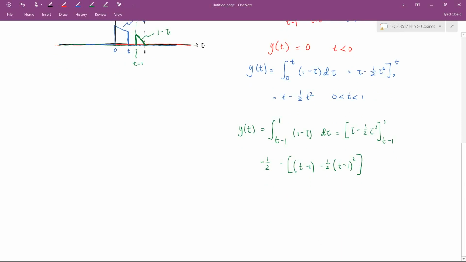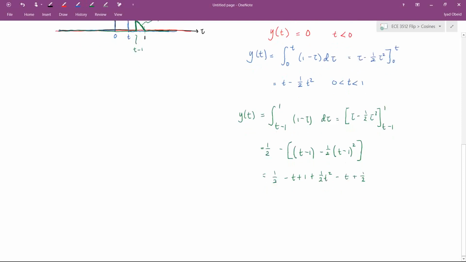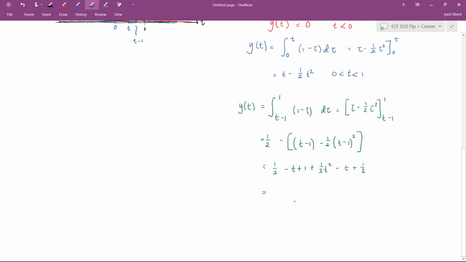And that is going to work out to 1/2 minus t plus 1 plus 1/2 t squared minus t, minus 1/2. No, plus 1/2, I beg your pardon. Plus 1/2. Does that look right? T squared minus, yes, okay. And putting it all together, that leaves me with 2 minus 2t plus 1/2 t squared. Okay, I feel pretty good about that. Let's double check my answer. That's 2 minus 2. Okay, I think we got it right.